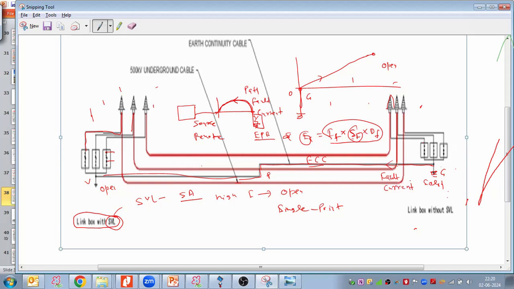At the middle of the total length, suppose the overall cable length is 100 kilometers, so at the middle, at 50 kilometers, we do the transposing, so that the vector sum of the induced voltage and induced current on the ECC cable would be zero. For that reason, we do the transposing at the middle point of the ECC cable.